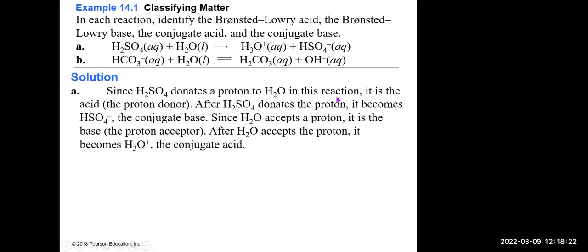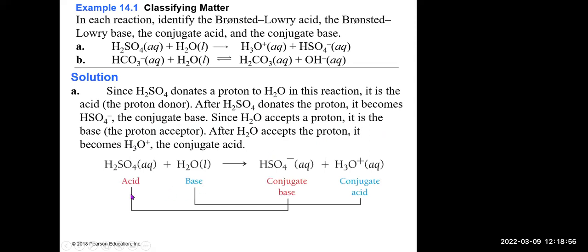In the reaction, we can see H2SO4 donates a proton to H2O. H2SO4 is the acid because it's the proton donor. After H2SO4 donates the proton, it becomes HSO4 1 negative. That will be the conjugate base. Since H2O accepts the proton, it is the base, the proton acceptor. After H2O accepts the proton, it becomes H3O plus, the conjugate acid.